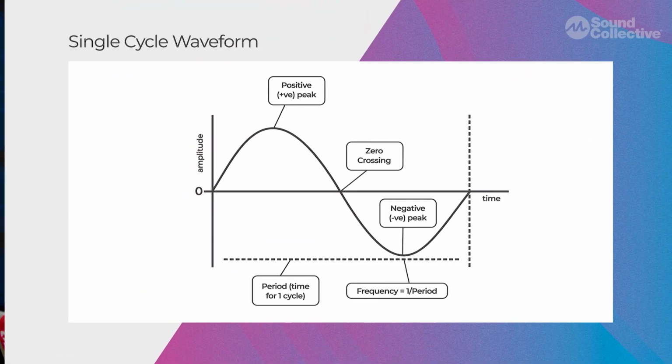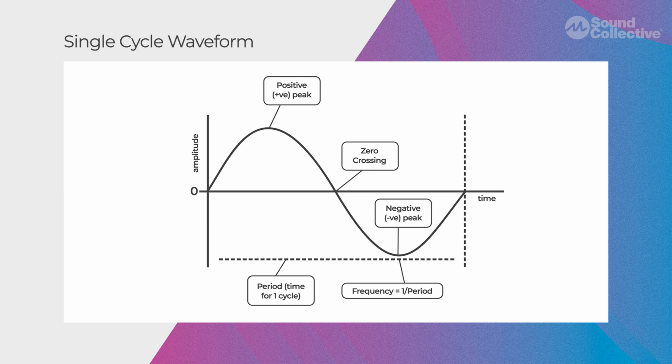So to give a little background on the mathematics of a single cycle waveform so you can understand what a wavetable is really doing, let's take a look at the diagram. So right here, we see a single cycle waveform. As you can see, it starts at 0 and ends at 0. This is one cycle of the wave. What we call this is one period.